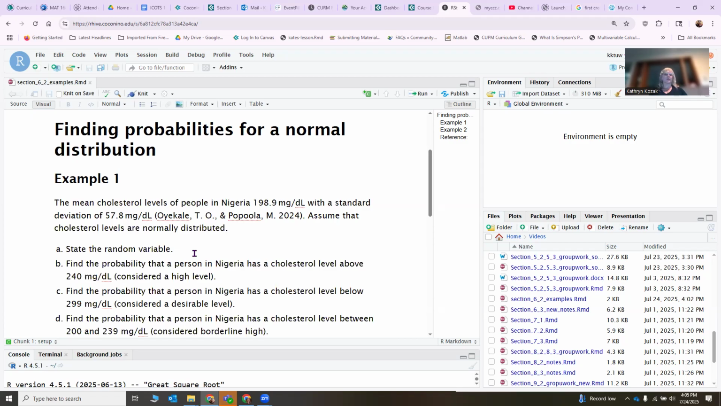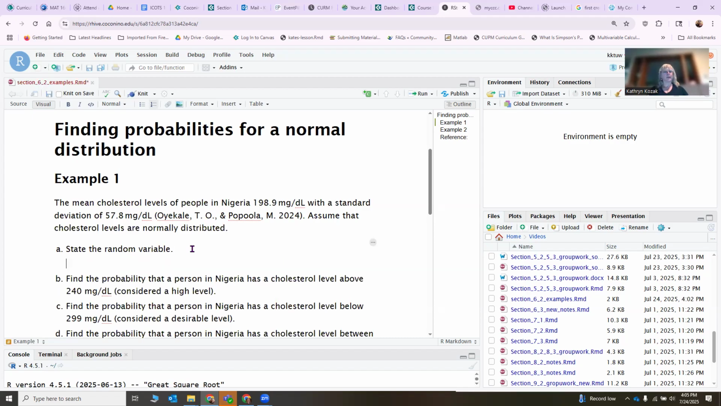So the first thing you should do is state what your random variable is. What did you actually measure in this case? So in this case, we were measuring cholesterol level. Notice it's not the mean cholesterol level, it's just the cholesterol level. And it's just people in Nigeria. So try to be as specific as you can when you're doing these.